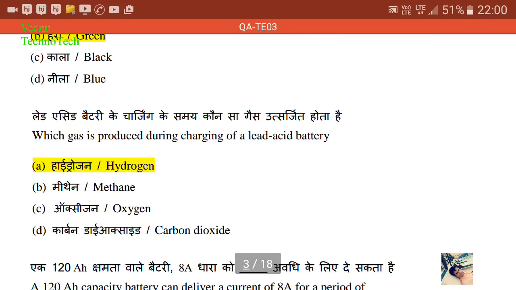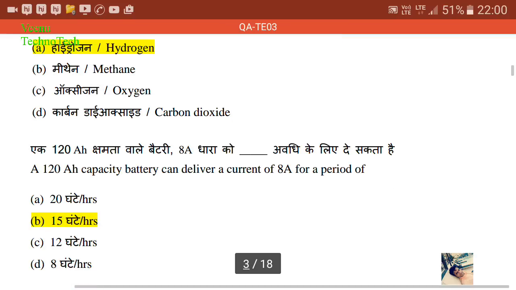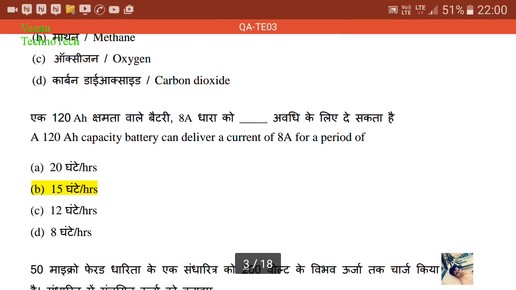Which gas is produced during charging of lead acid battery? During lead acid battery charging, hydrogen gas is produced. So correct answer is A. A 120 ampere capacity battery can deliver a current of 8 ampere for a period. Simply 120 divided by 8, you got 15. So correct answer is B.